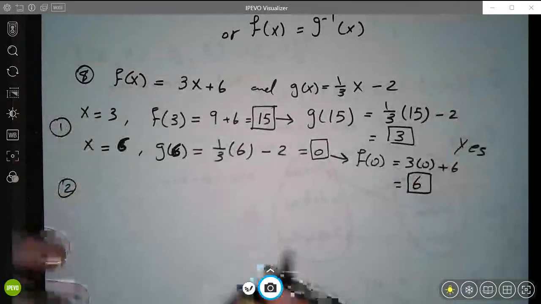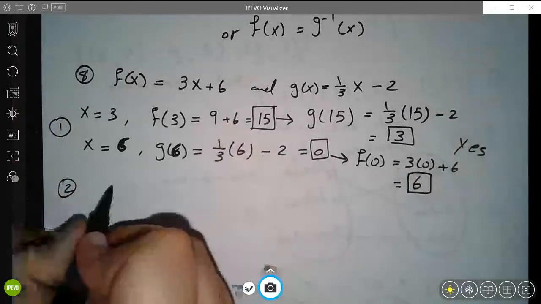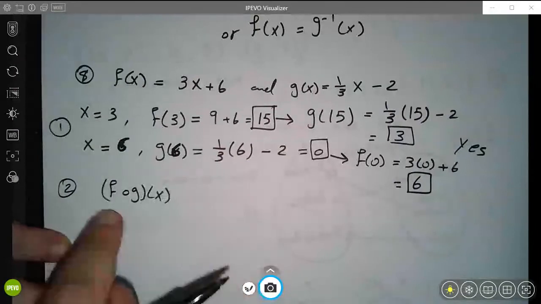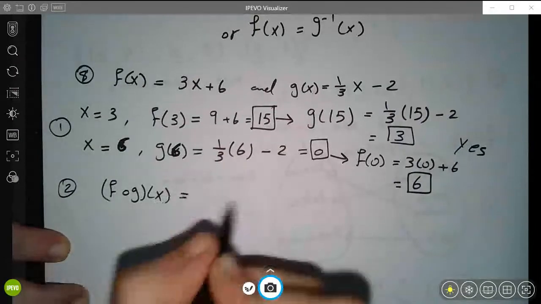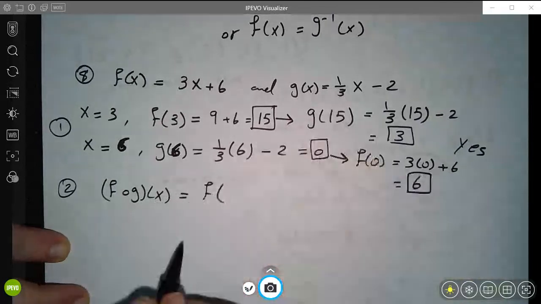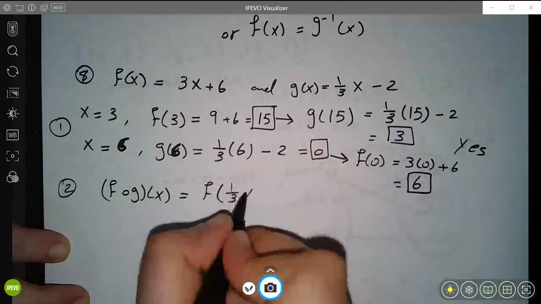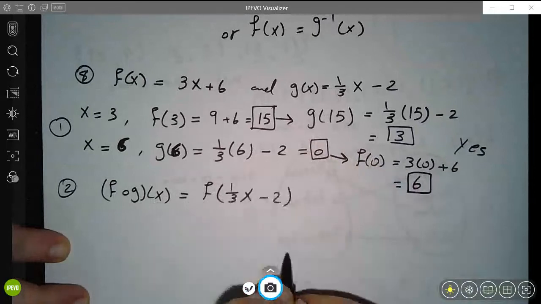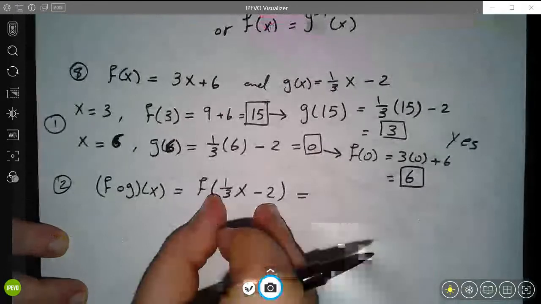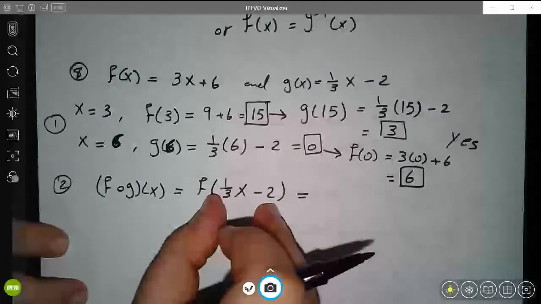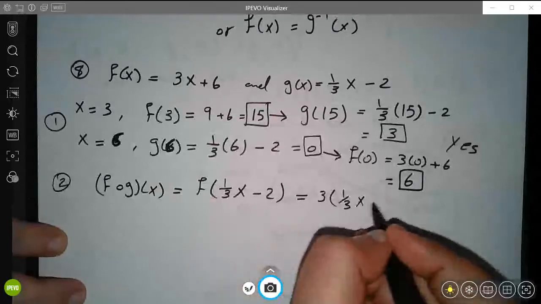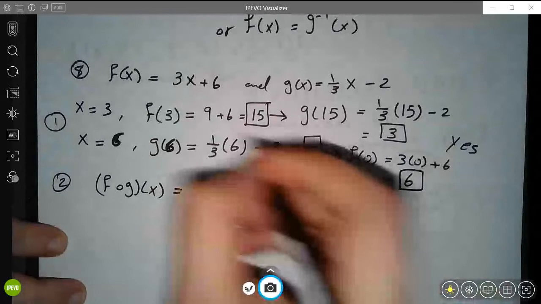Now, I'm going to do composition between f and g. This is f of g of x, so it's f of this whole function, which is 1/3 x minus 2, g of x. Now I'm going to plug this whole thing in here. This is going to be 3 times 1/3 x minus 2, and then plus 6.